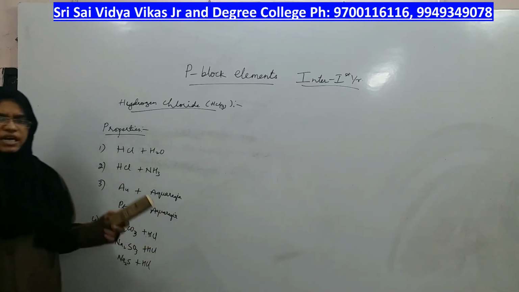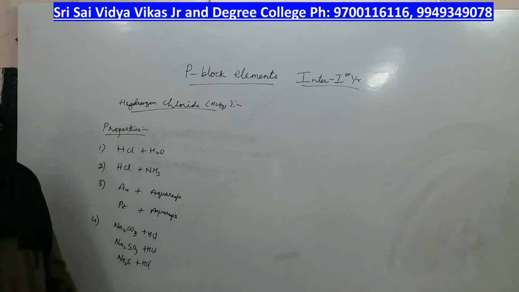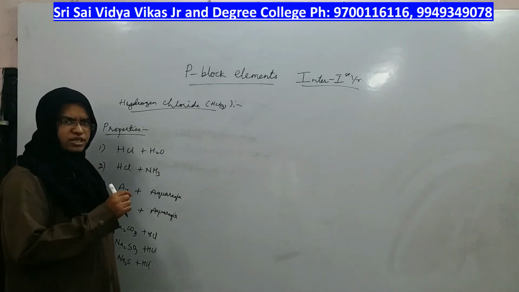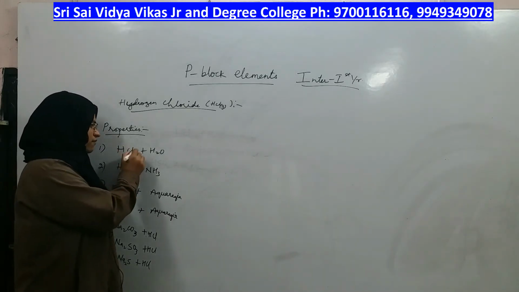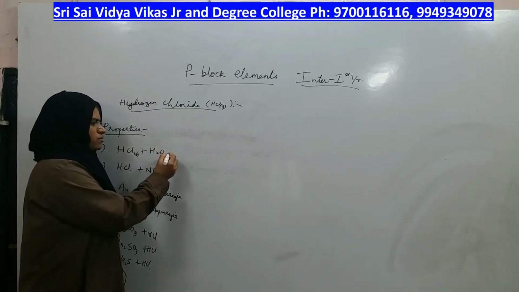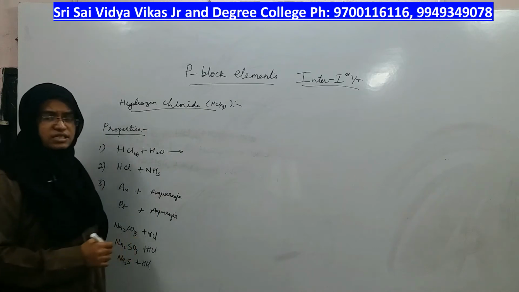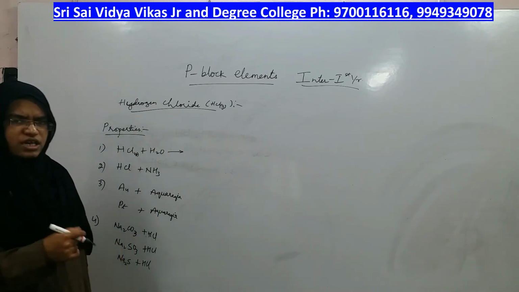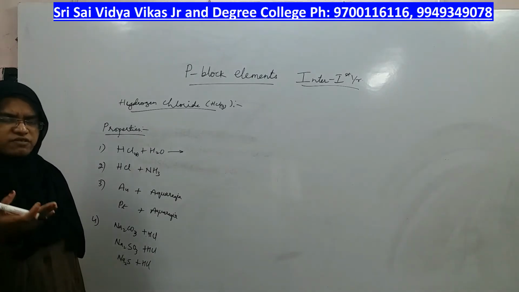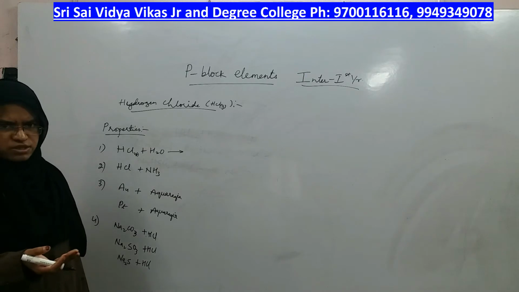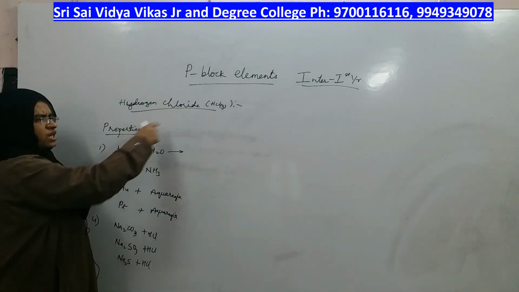Now let us look at the properties of hydrogen chloride. What is the nature of hydrogen chloride? It has very high solubility in water. That means if you dissolve hydrogen chloride gas in water, it has very good solubility and it acts as an acid. Why? Because if it is dissolved in water, it releases H plus ions, which is the work of every acid. The acid is the compound which releases H plus ions, right? So we are calling HCl an acid.